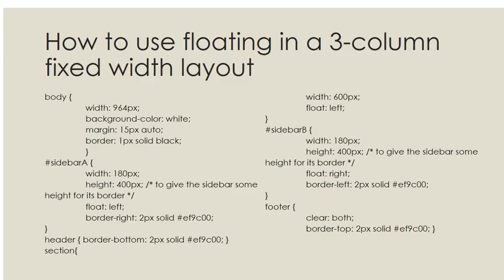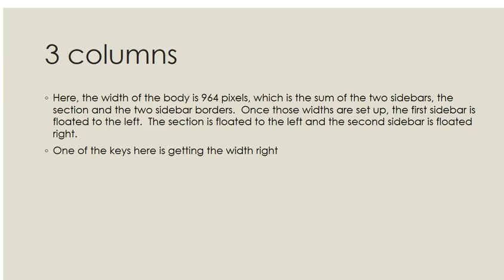Then you can step it up a level and make a 3 column fixed width layout. And all we did here was add 2 sidebars and a section in the middle. And here's the coding for the CSS for that. The key for your 3 columns is to get your width right. Because, for example, if you set the body width to 960 instead of 964, the 2 sidebars and the section won't fit into the width of the body. In that case, the section will flow beneath the left sidebar.